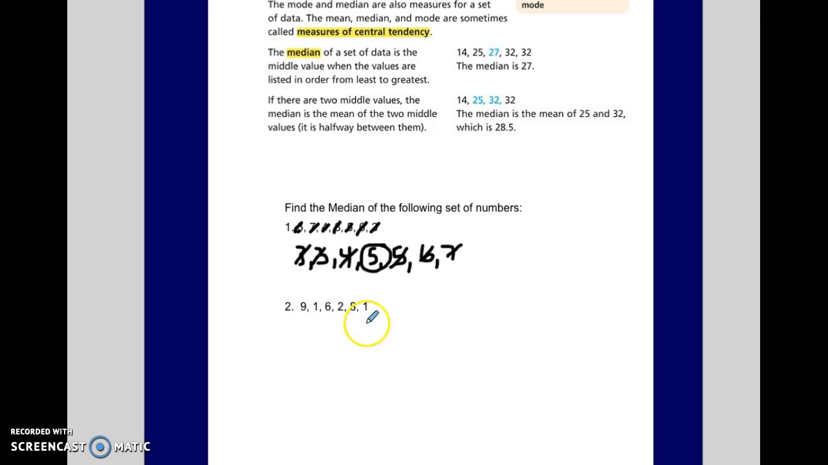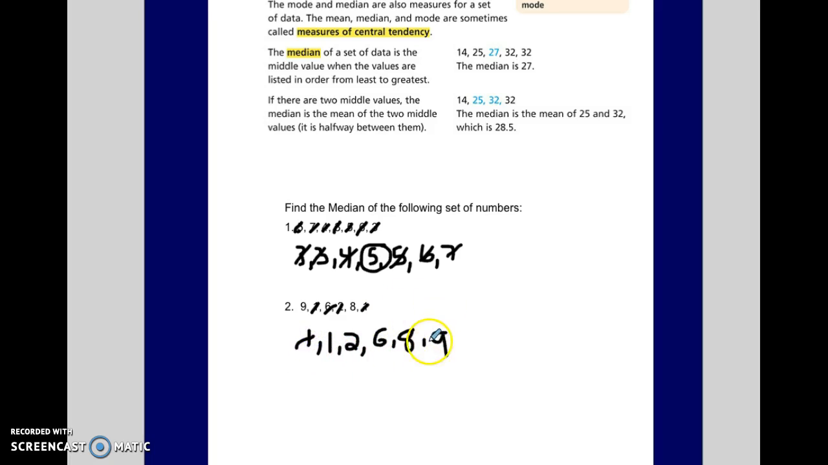Now this set's going to be a little bit more tricky. Okay, so again, I always list from smallest to biggest. So I have 2 sets of 1s. Then I have a 2. Then I have a 6. An 8 and a 9. And now we're going to try to find the middle numbers.